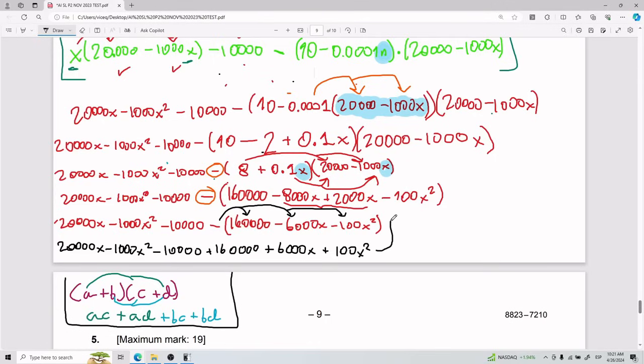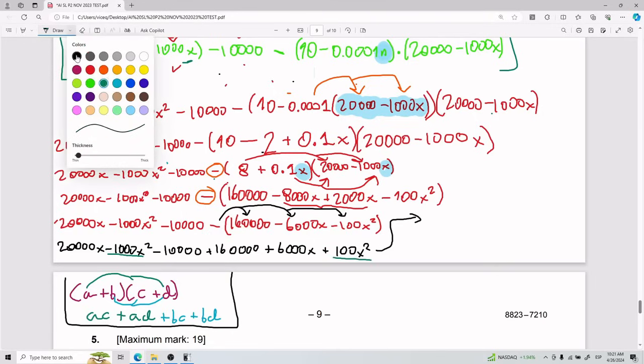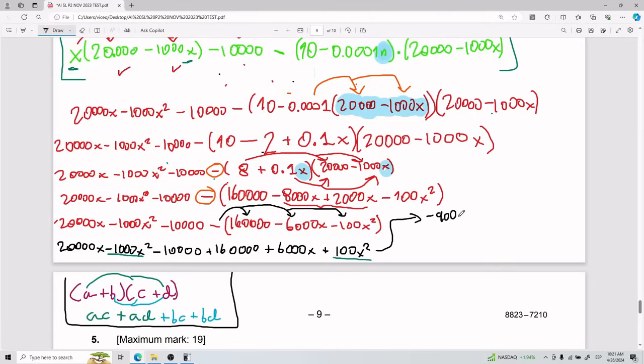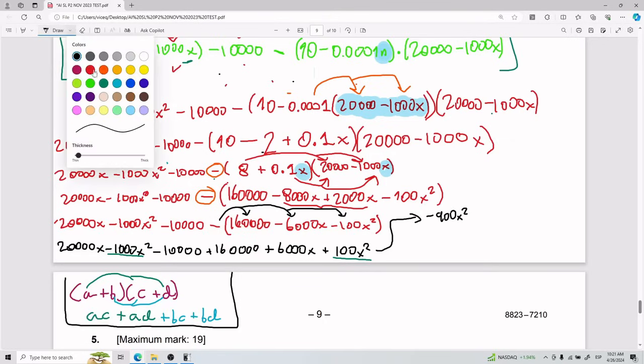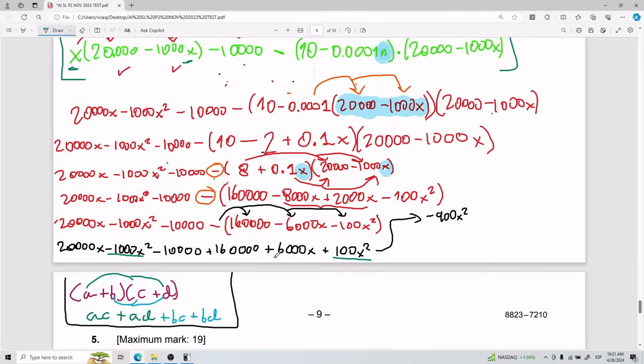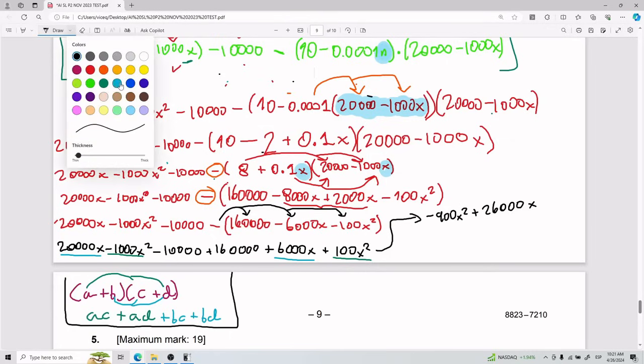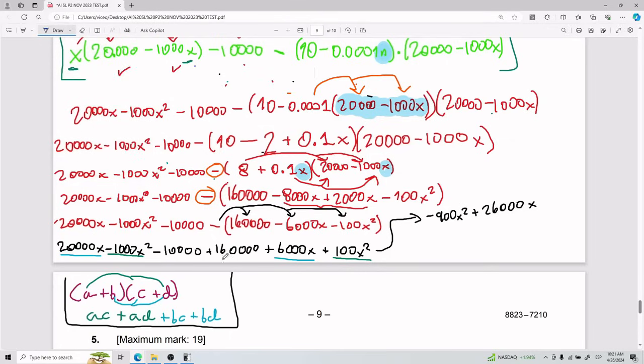And so if you combine everything from here, if you do, for example, this with this, right, you're going to end up with negative 900x squared. If you now focus on just the x's, you would be thinking this one with this one, right? And that is going to end up being plus 26,000x. And last but not least, you can combine all of these different numbers. So you have 160,000 minus 10,000, right?